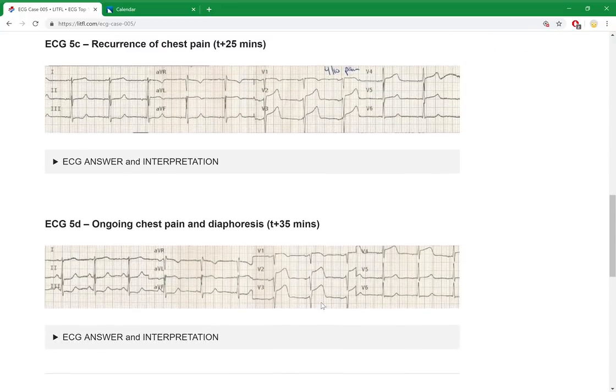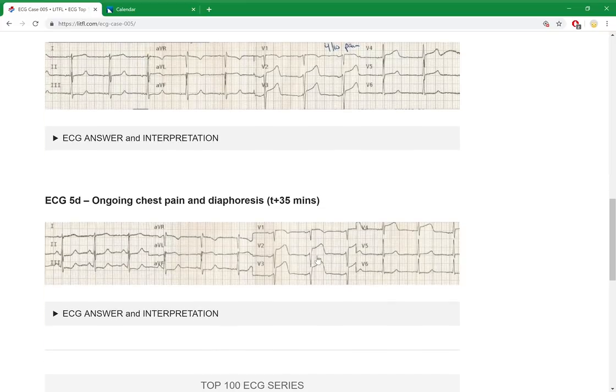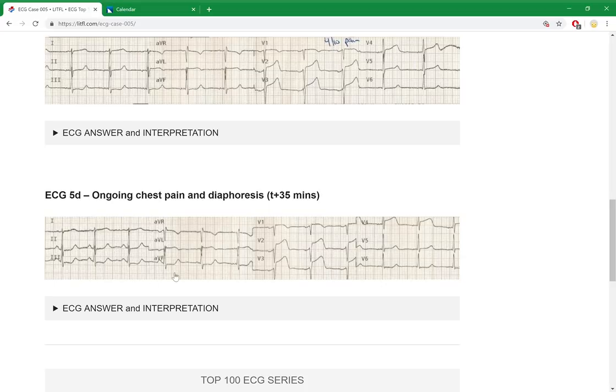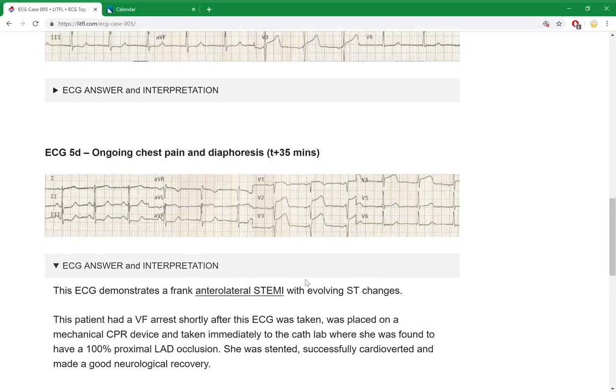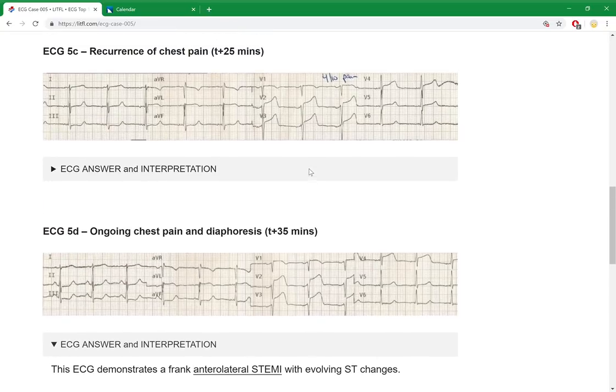All right, then 10 minutes later, they have ongoing chest pain and diaphoresis again. It's getting worse. Look at the ST segment here. Look at it here. They've gone up by like 3 millimeters, and then V4 is getting worse as well, right? And the depressions are getting worse over here as well. So yeah, it's an obvious anterolateral STEMI. And then look at this. This is why it's so important to get really good at interpreting these.